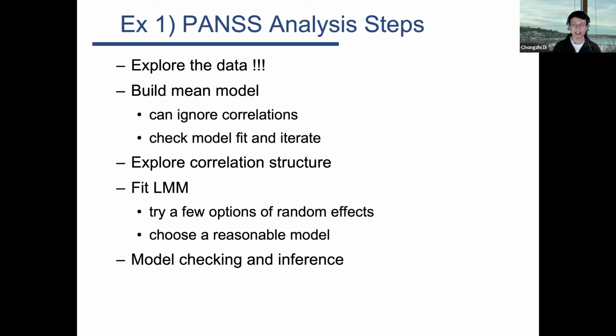Do they look like a linear trajectory, or some sort of nonlinear pattern, change points, or a quadratic pattern? You also want to explore the correlation structure in the data. Do you see evidence of within-subject correlation? How strong are the correlations? Does the correlation structure look exchangeable, or does the correlation change over time? Those are all informative in terms of what type of model you want to fit for the mean structure, and for the random effects structure.